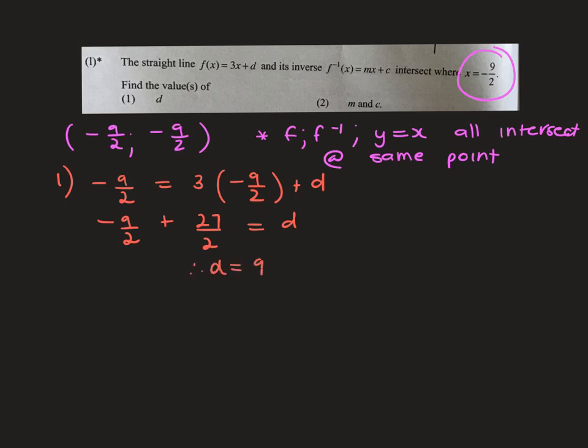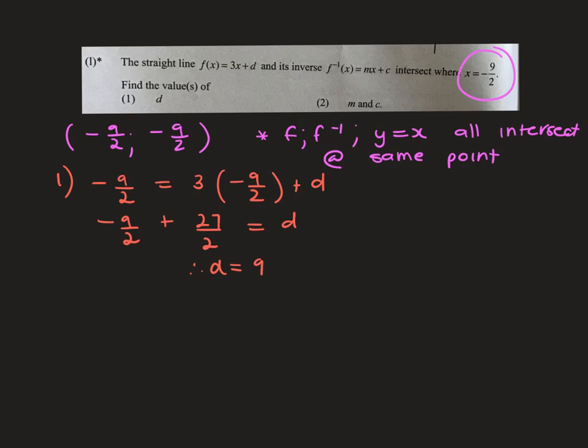So if we know the x value is negative 9 over 2, sub that into y equals x, so y equals negative 9 over 2. So we know what the point of intersection is. That makes answering question 1 super easy, because now we can just sub into x and y. So negative 9 over 2 equals 3 times negative 9 over 2 plus d. So negative 9 over 2 plus 27 over 2 will be equal to d. That becomes 18 over 2, so d will be 9. Cool. So the y-intercept of my original graph is 9. So y is equal to 3x plus 9.